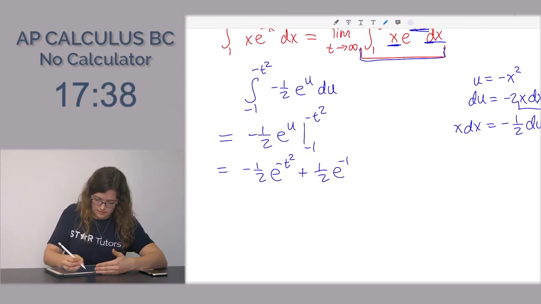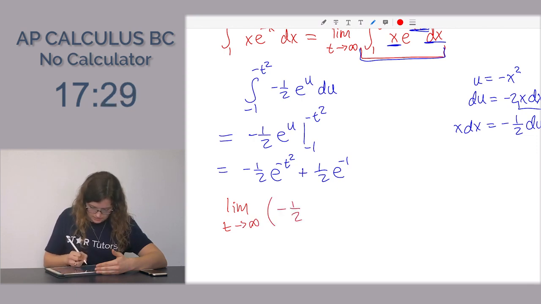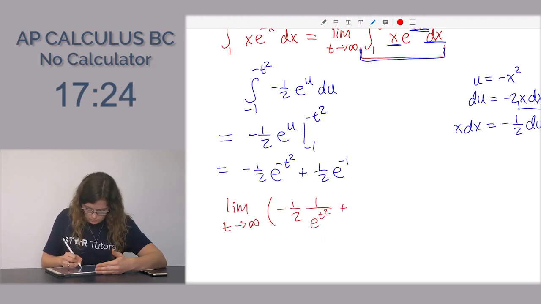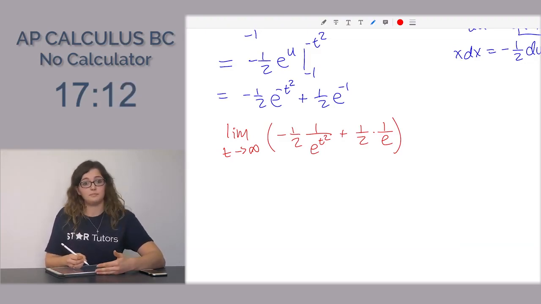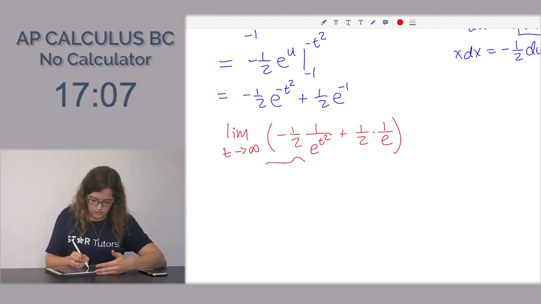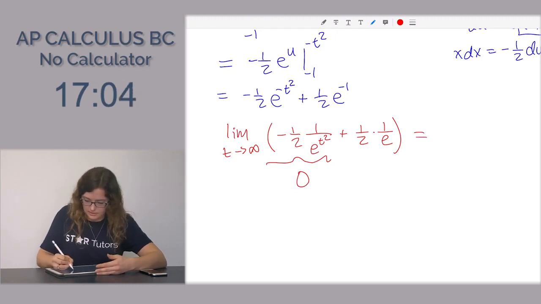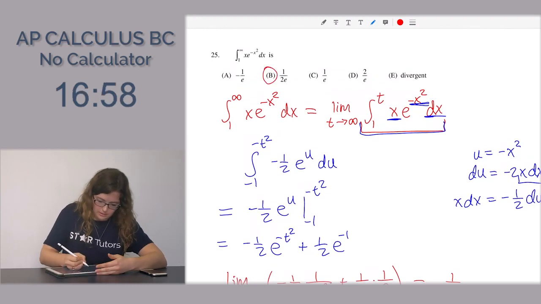Going back to my original question, I'm going to take the limit as t goes to infinity of this integral, which I just found. I'll rewrite it so it's a little easier to see: 1 over e to the t squared, plus 1/2 times 1 over e. The only thing dependent on t here is the first part. As t gets big, t squared gets big, e to the t squared goes to infinity, so 1 over that goes to 0. So the whole first part goes to 0, and the rest doesn't depend on t. So I just get 1 over 2e. That's B.